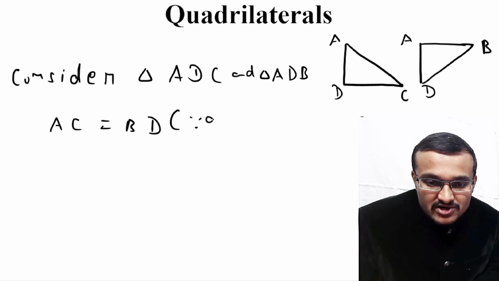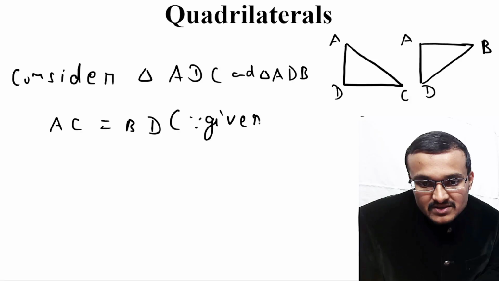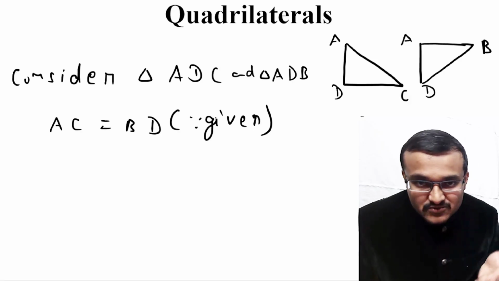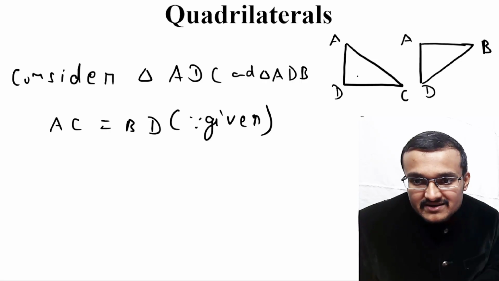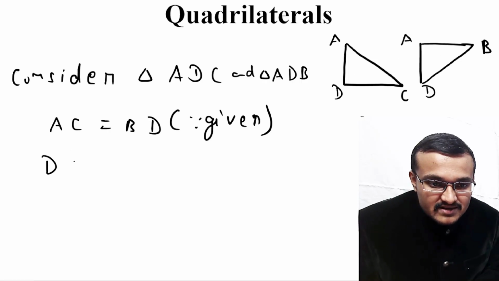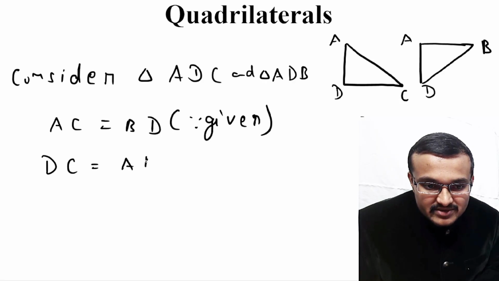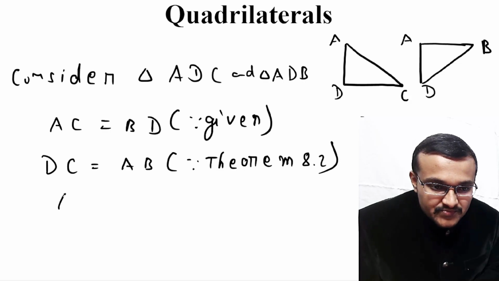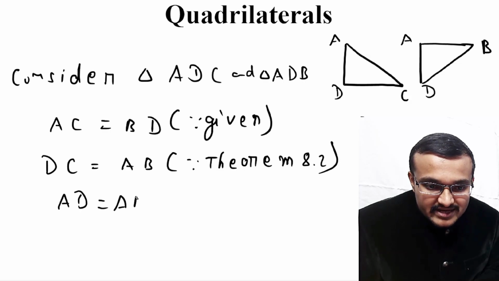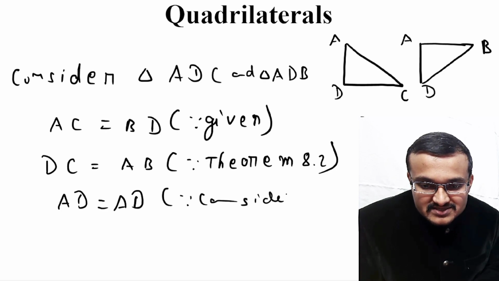This is because they have already given this. Diagonals of a parallelogram are equal. They have already given it in the question. So AC is equal to BD. And here DC will be equal to AB, because of theorem 8.2. And here AD is equal to AD because they both act as a common side.